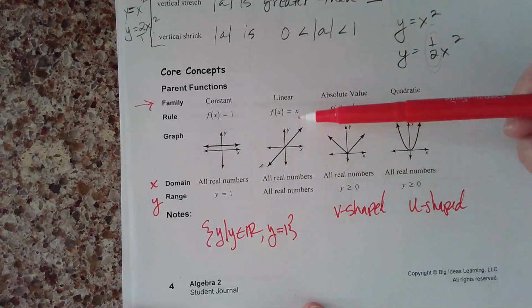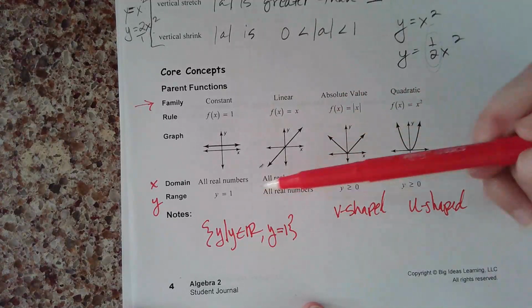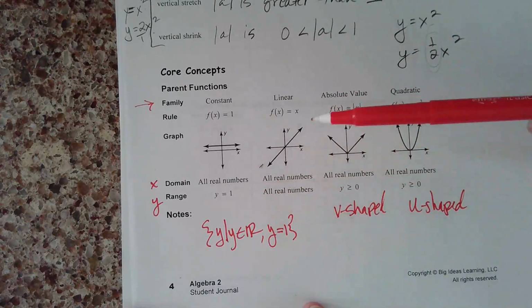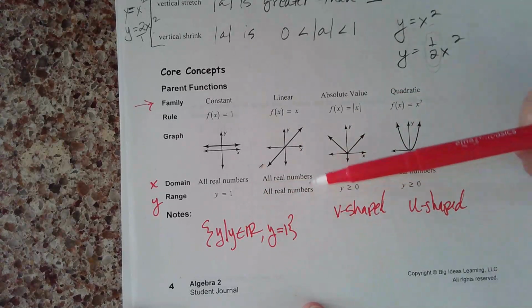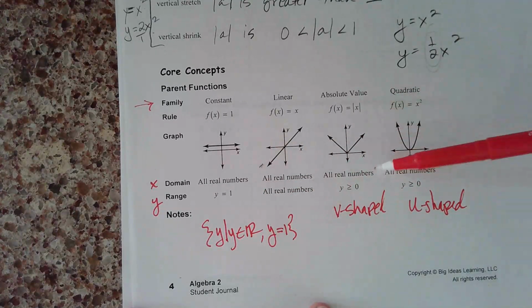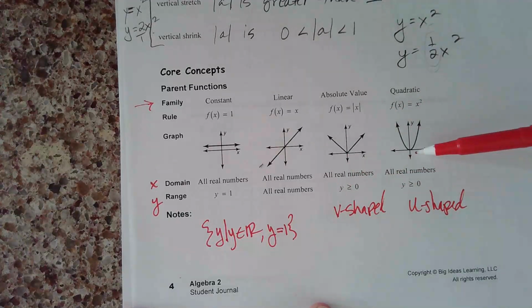If I was writing domain and range for linears, it's going to be all real numbers. There are no gaps, all x's work, all y's work. So all real numbers. For absolute value, because there's a minimum, and same thing with a quadratic, there's either a min or a max.